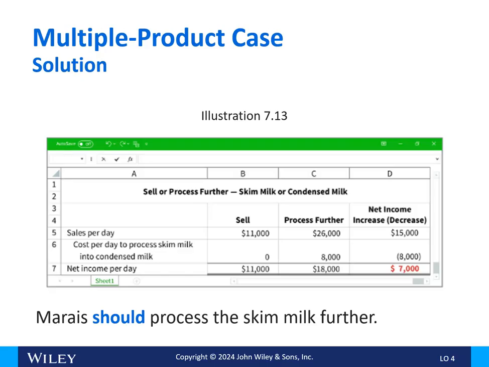Again, if we sell the skim, no additional cost. We just have $11,000 as our income. If we process further, our sales increase $15,000 to $26,000 per day. Our costs increase $8,000. So we have $18,000 of income per day, which is an increase of $7,000 over selling the skim milk. So we should process further and sell the condensed milk.